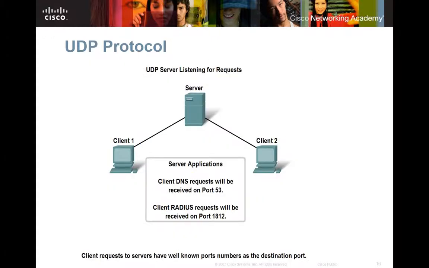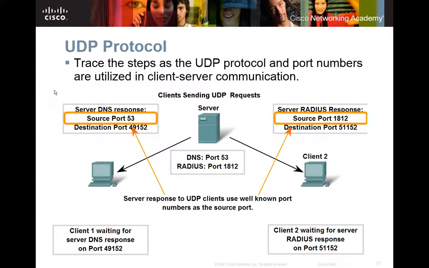With UDP, client 1 sends it to the server. The client DNS request will be received on port 43. Radius request will be coming on port 1812. The UDP server just sits there and listens in case it needs to respond to anything. Do you know what's the maximum port we could have? 65,535.